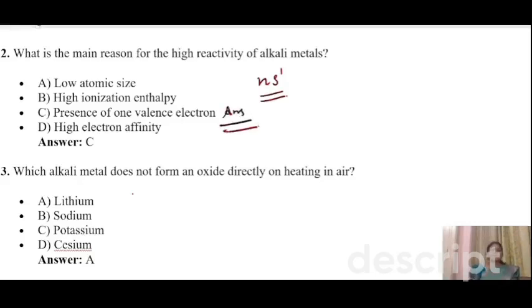Low atomic size is not the reason. High ionization enthalpy is not the reason. High electron affinity is not the reason. The answer is the presence of one valence electron, that is, the electronic configuration ns1. That is the reason. Okay, let's move to the next question.